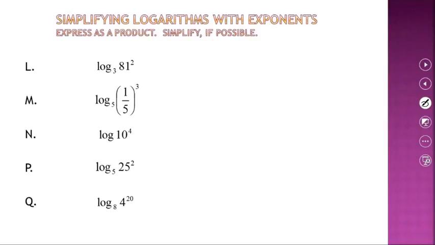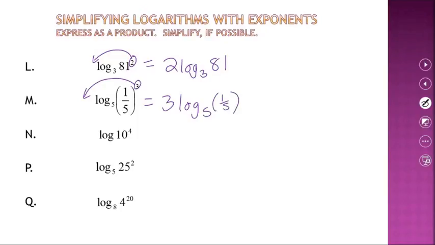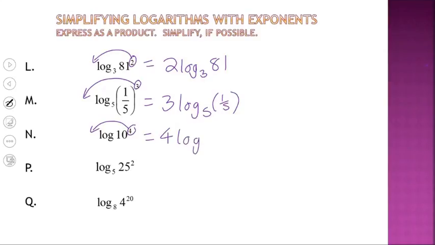This would be log base 3 of 81 to the second power. Remember that 2 we could relocate to the front. So this would be the same as having 2 times the log base 3 of 81. And again, all these are just moving the exponent to the front. So this would be the same as 3 times log base 5 of 1/5. Move this 4 here, would be the same as 4 times log of 10.